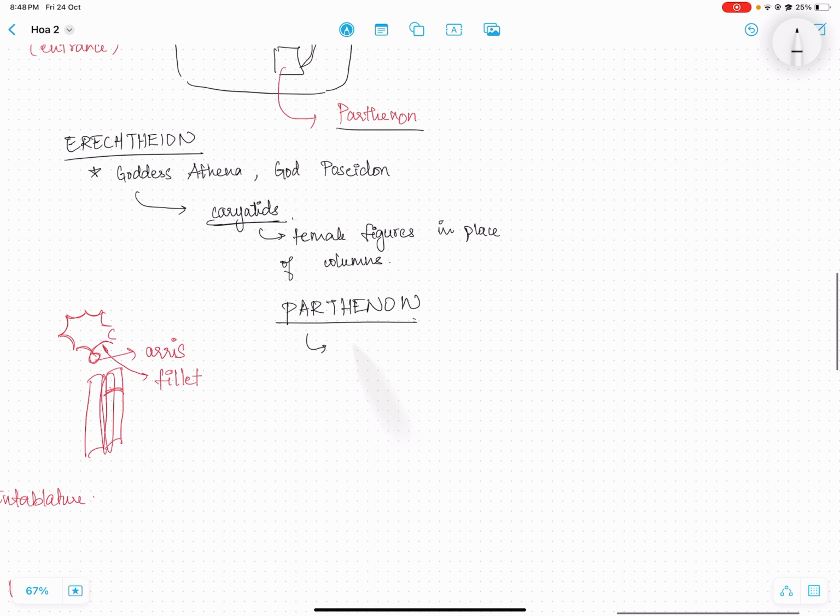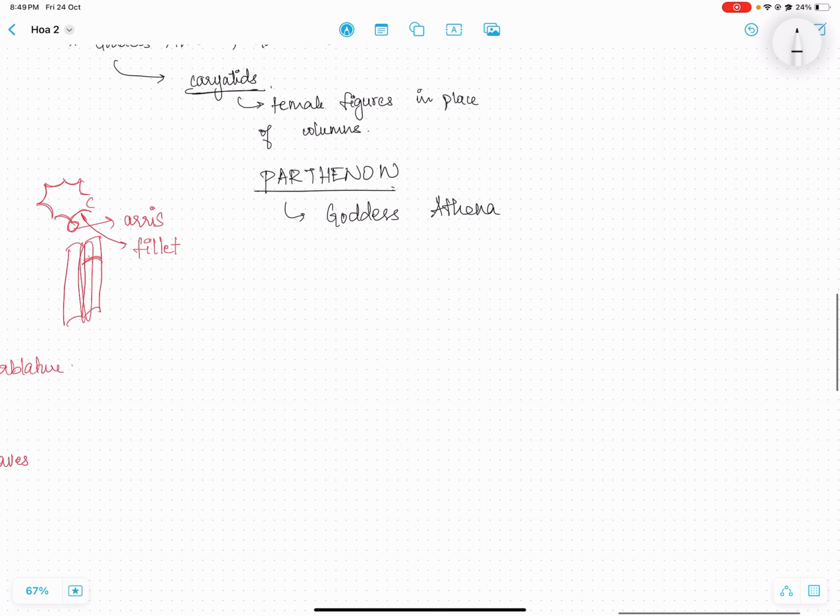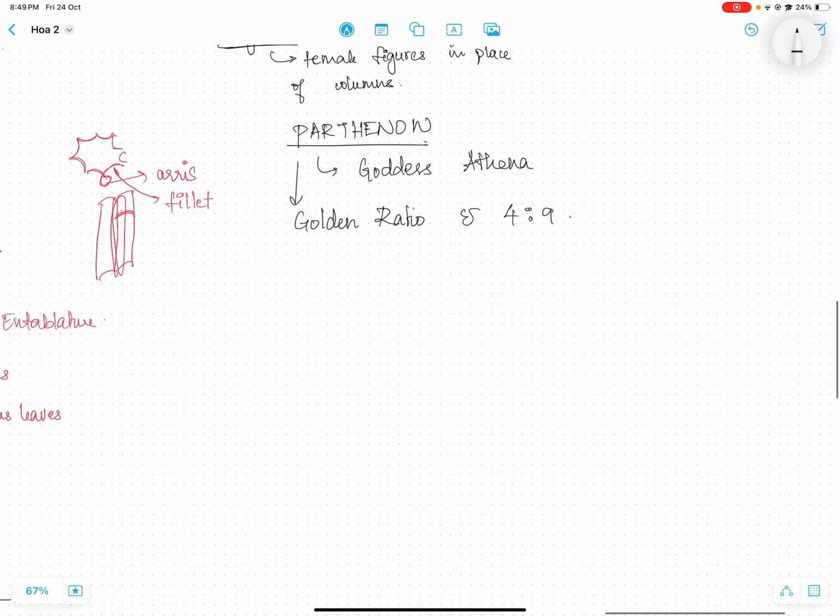So Parthenon was for goddess Athena. And it had two ratios. One was the golden ratio, and the other was 4:9.